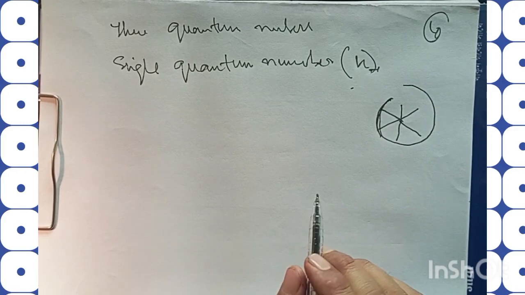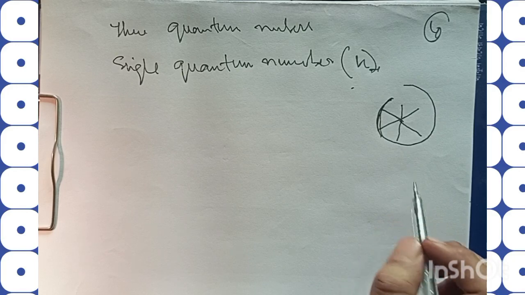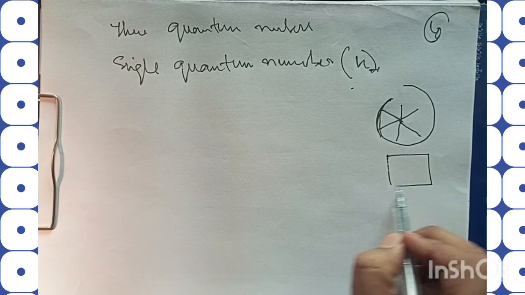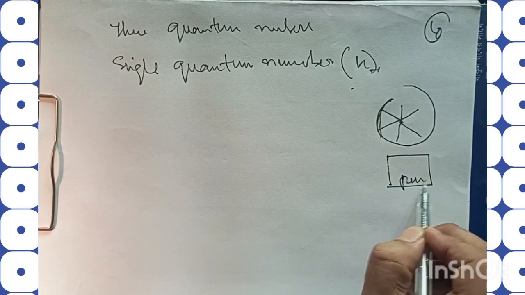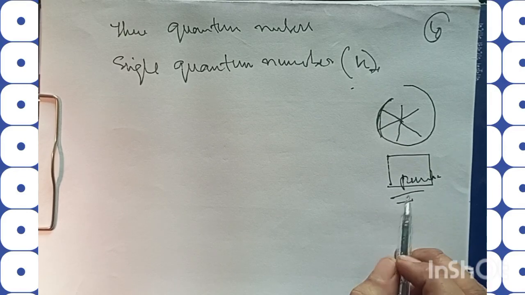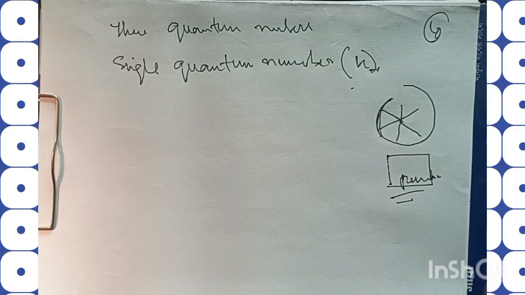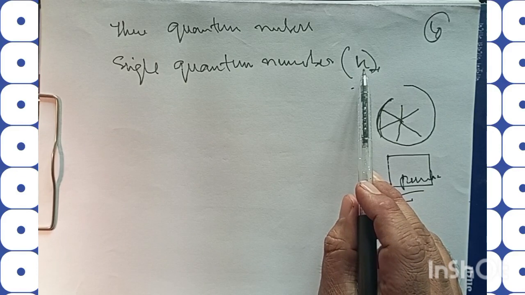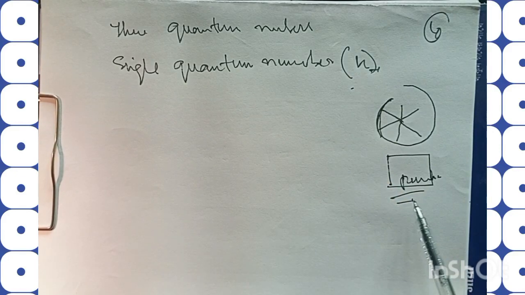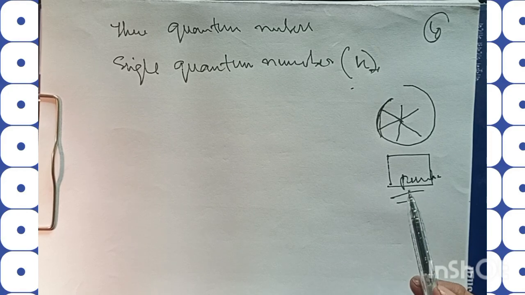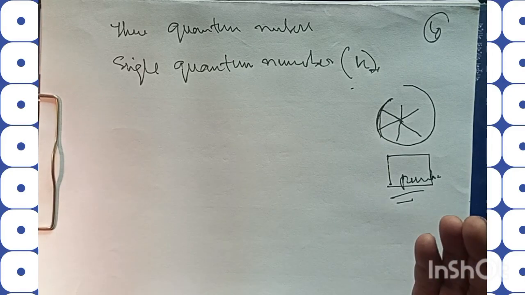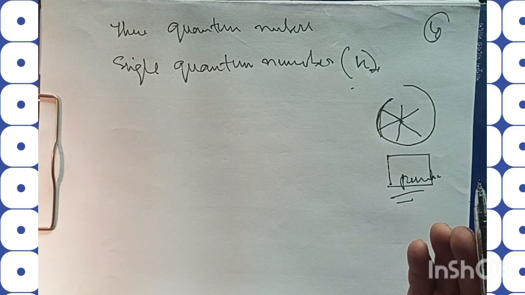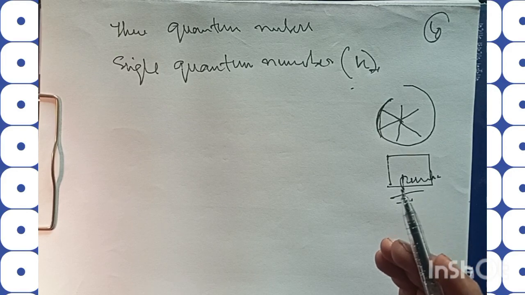particle in a one-dimensional box. If we go back to the problem of particle in a box, here we are able to find quantization in terms of this n, and this n can specify the energy of the particle in a one-dimensional box. So there you need only one set of quantum number.